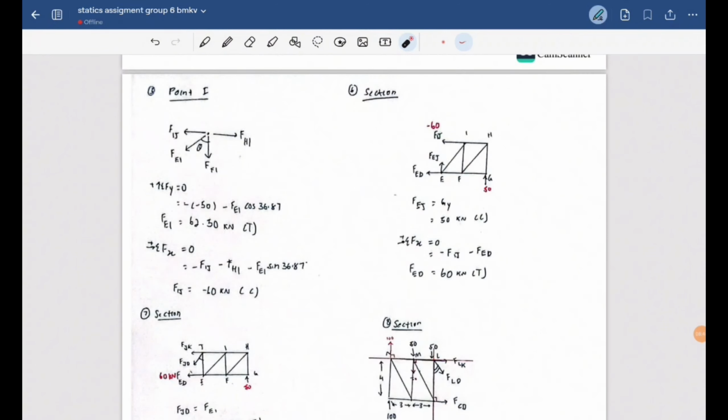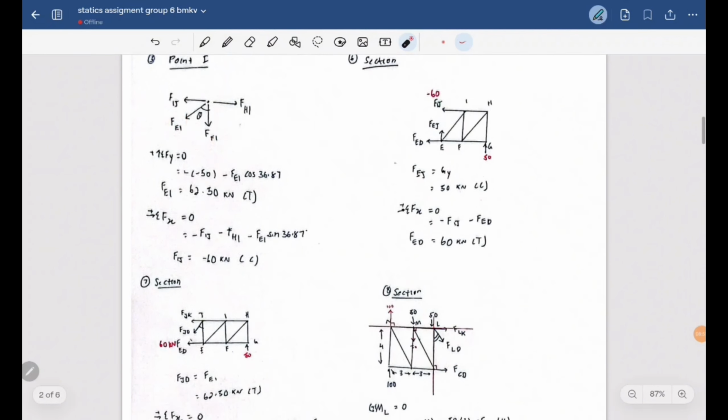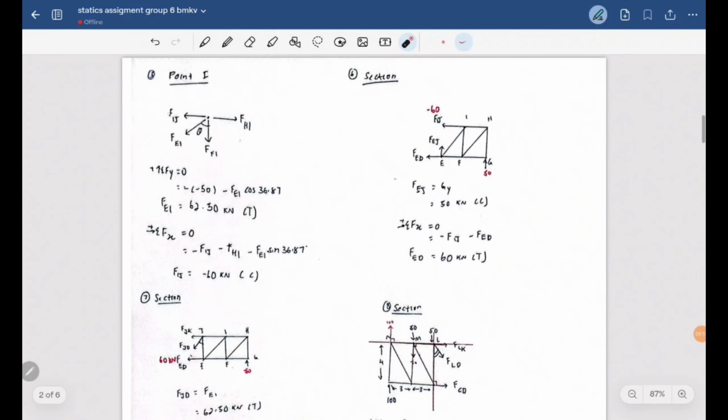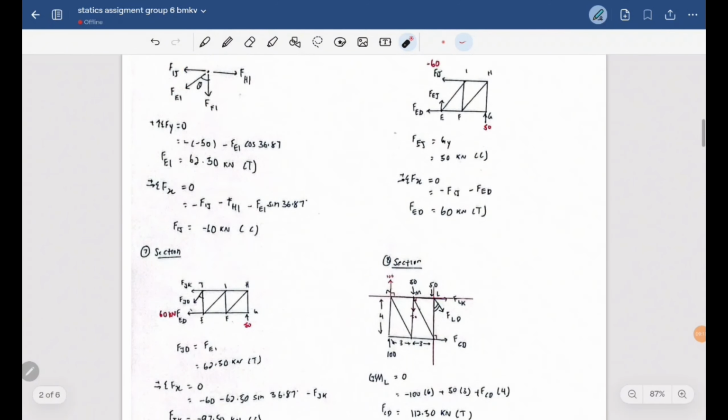Okay, next step on point I. So total Fy equal to 0. This is FFI and FEI cos theta. Both are downward, so it is negative, and we will get FEI 62.50 kN tension. And for Fx also, we have FIJ, FHI, FEI sin theta. So we will get FIJ equal to negative 60 kN compression.